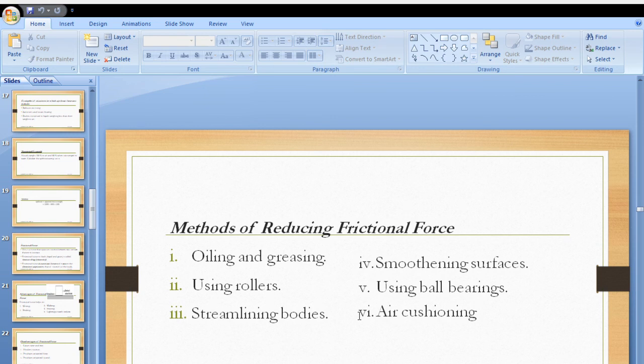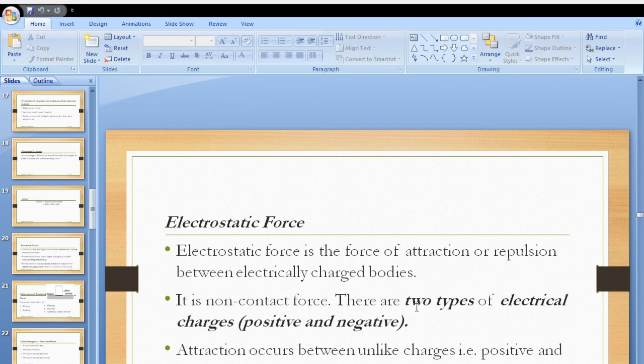Because at some point we need friction, but at some points we don't require friction, where we don't require friction, we reduce it by applying the following: oiling and greasing, using rollers, streamlining bodies, smoothening surfaces, using ball bearings, air cushioning. These are the ones we apply to reduce friction. Yes. Another force is known as electrostatic force.